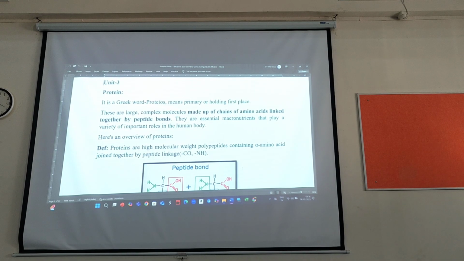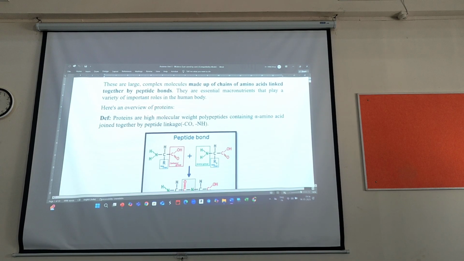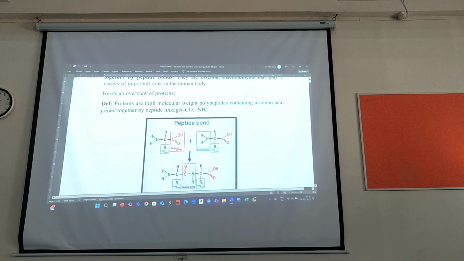They are very essential macronutrients that play a variety of important roles in the human body. So let's see the overview of proteins. What is the standard definition of protein? Proteins are high molecular weight polypeptides containing alpha amino acids joined together by peptide linkages, from the amino group, the N terminal, to the carboxyl end.